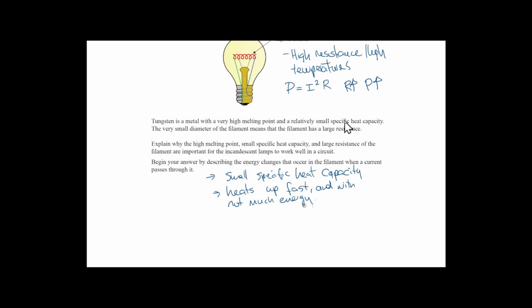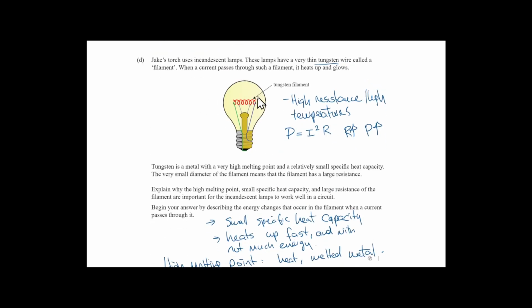The last thing that it has is a high melting point. So you want it hot, but you don't want it to melt. Okay, you want heat, but you don't want melted metal. So it's actually quite a beautiful thing that you're doing with this light. You're heating this filament up just enough so that it glows, but not hot enough so that it melts. It's usually brilliantly clever, but they don't make them anymore.